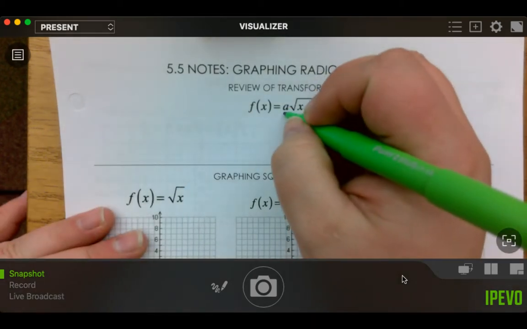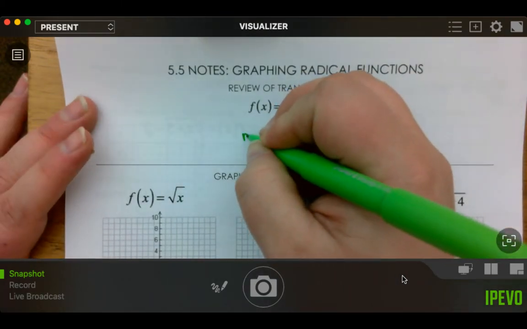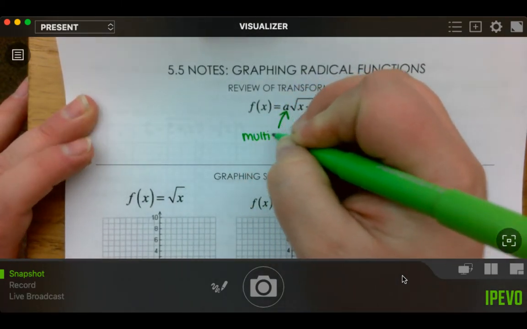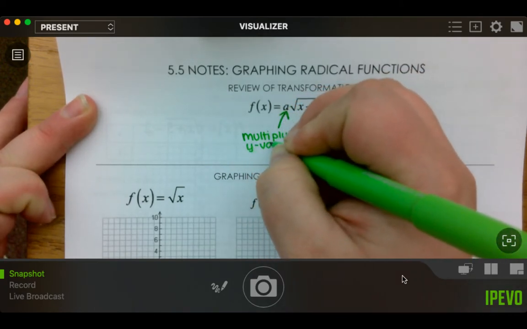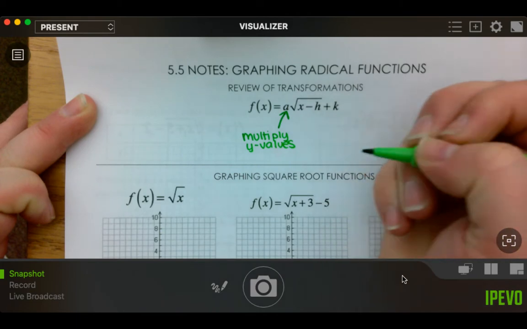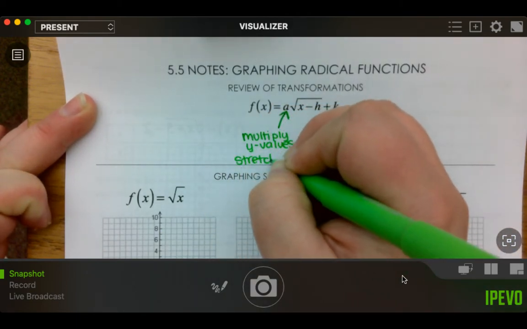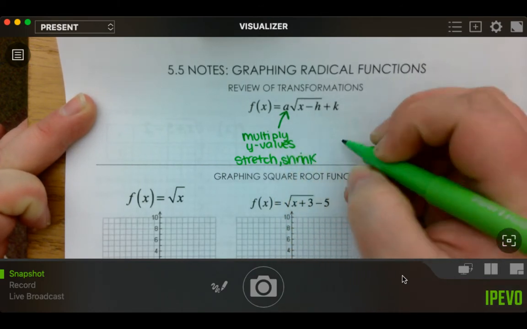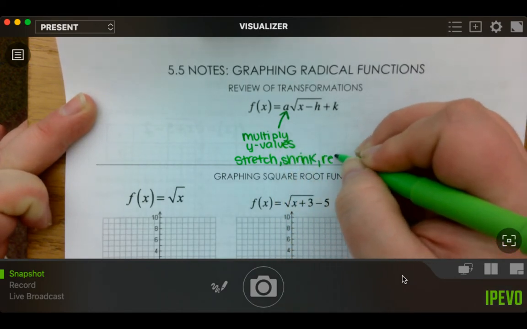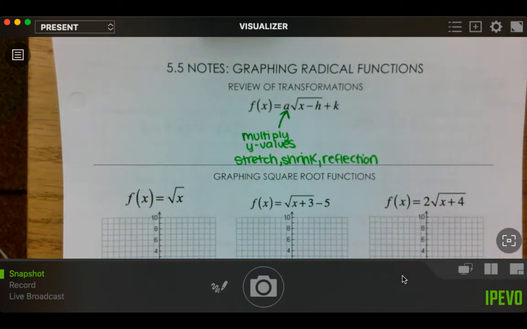If there is a number in front being multiplied like this, that is when you're going to multiply the y values by whatever a is. And this is either going to make a stretch, a shrink, or a stretch, shrink, and reflection. So remember that a reflection is when it sort of flips.